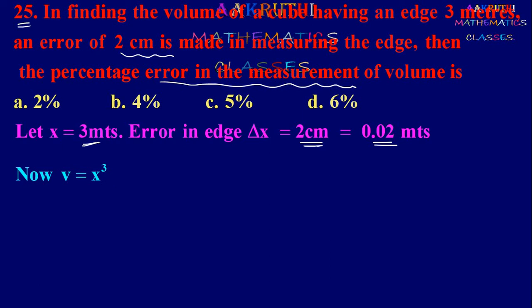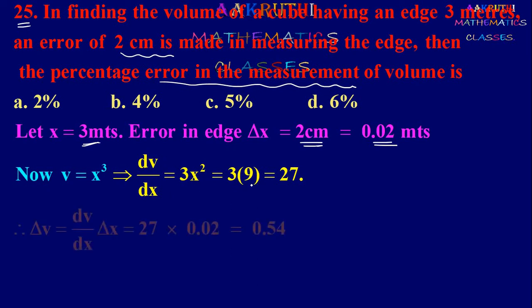We have the formula for the volume of a cube. Volume of a cube is x cube. Therefore dV by dx is 3x square. Here we substitute the x value, x is 3. So we get 3 into 3 square; 3 square is 9, and 9 into 3 is 27. Therefore dV by dx is 27.